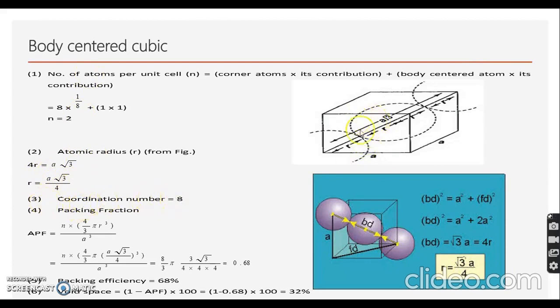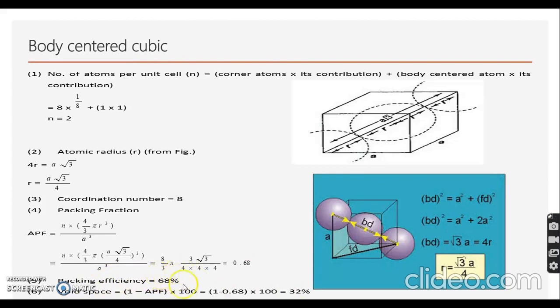Coordination number will be 8, because if you have this body diagonal over here, then all 8 which are surrounded by it will be its closest neighbors. So therefore the coordination number is 8. Atomic packing fraction is n into 4 by 3 pi r cube by a cube. But n is how much? 2. So 2 into 4 by 3 pi r cube. But what is r? (a root 3 by 4) whole cube. So divide by a cube. A cube and a cube will get cancelled. All the numbers will give you 0.68. So packing efficiency will be nothing but 68%, and the void will be 32%.